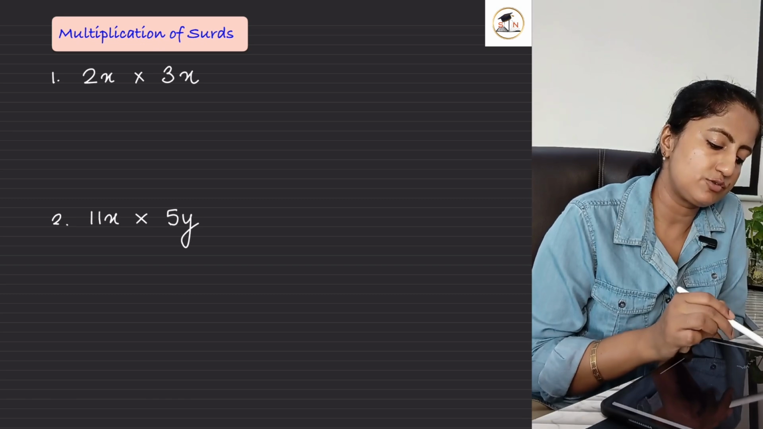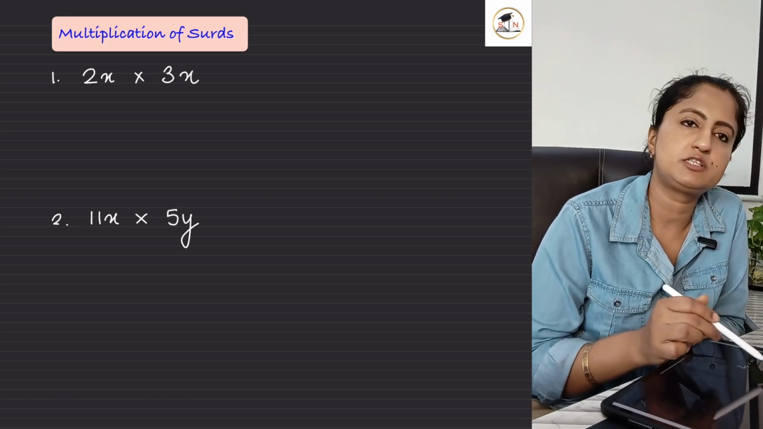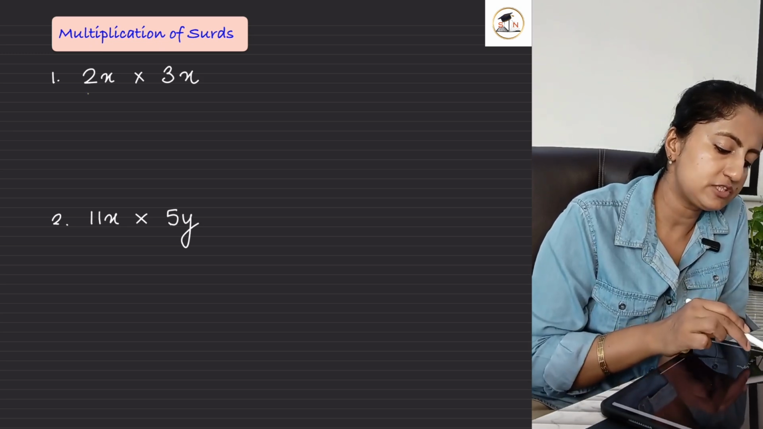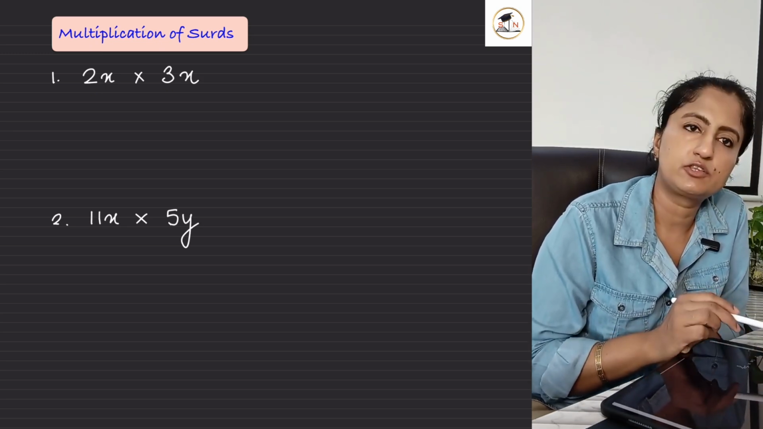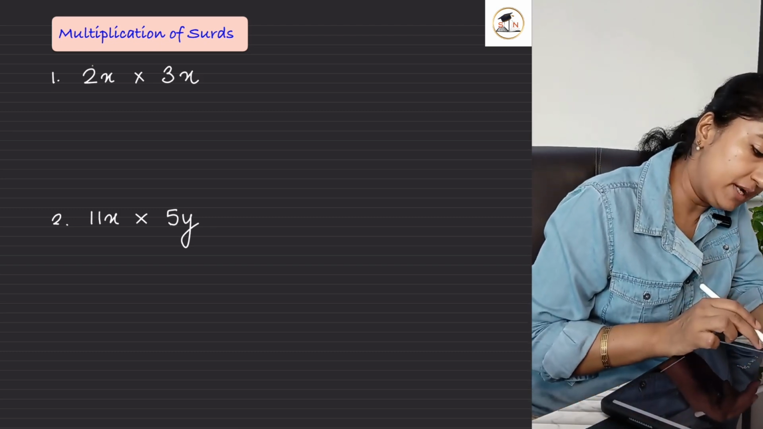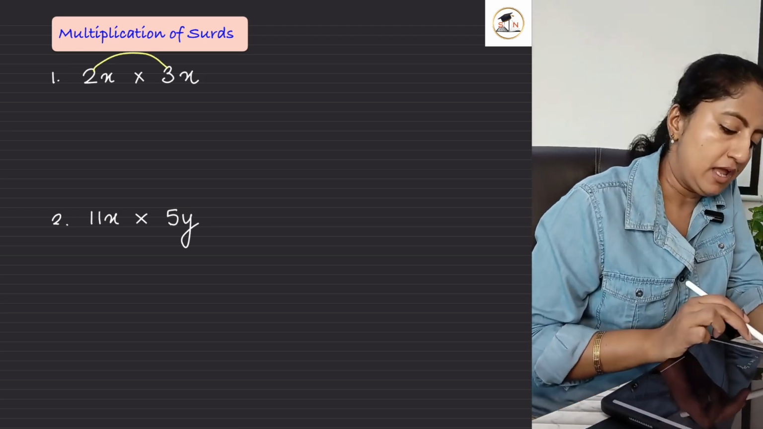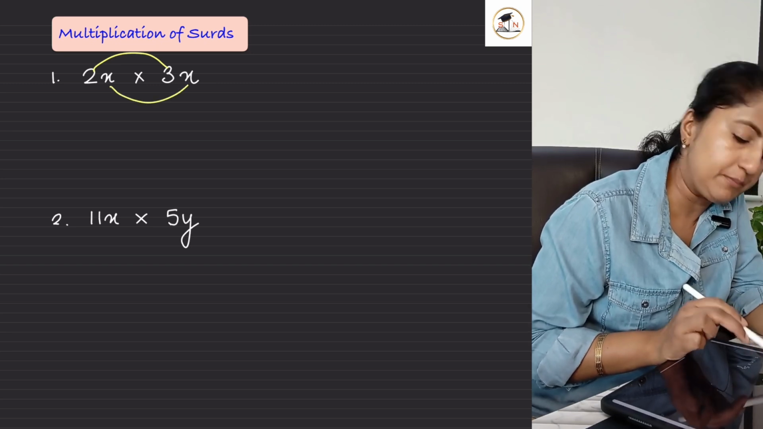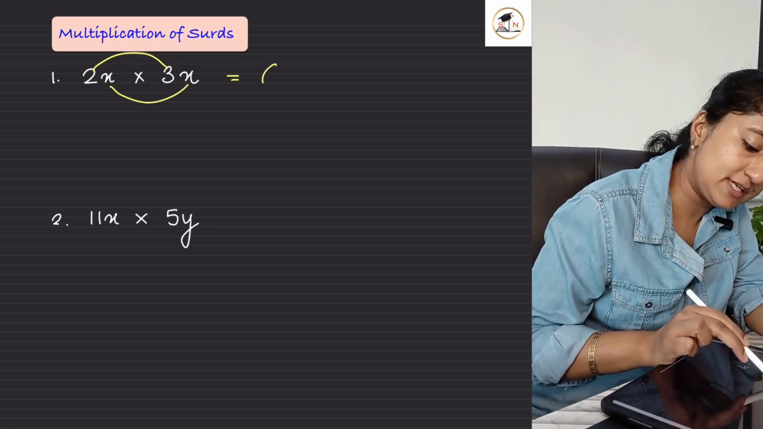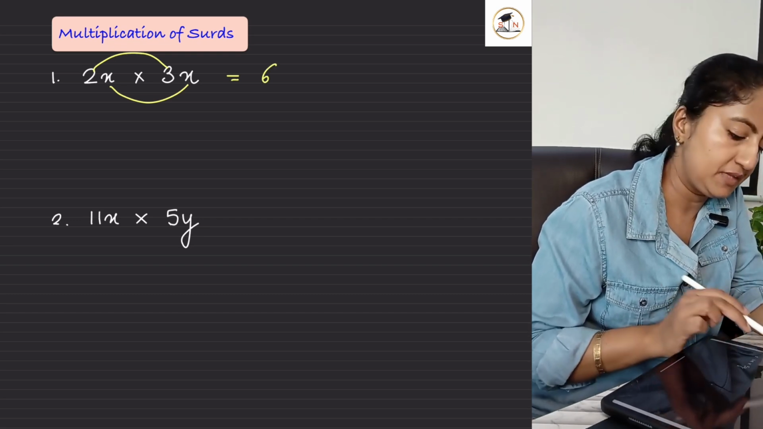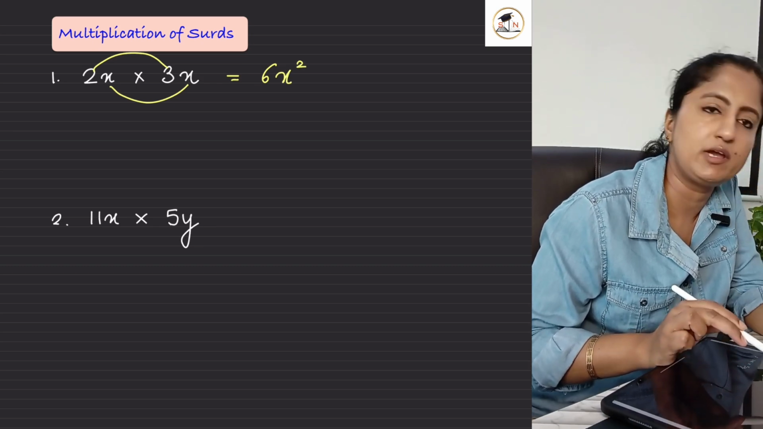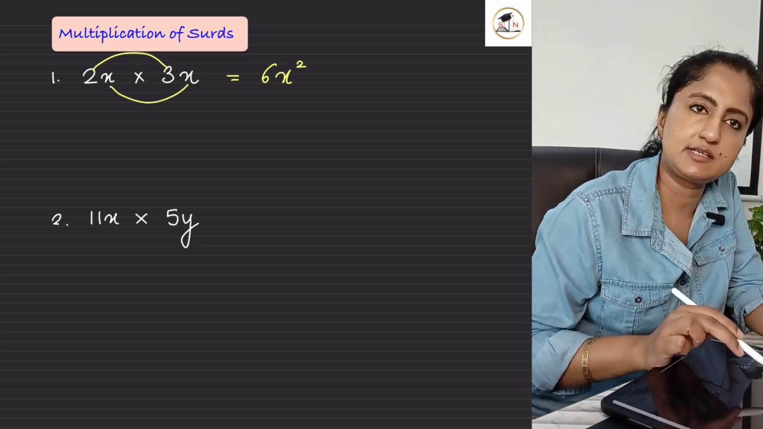In multiplication also, I have given examples with respect to variables. So let's understand them. The first one is 2x times 3x. When we multiply variable with variable, what happens? We multiply the coefficients. Along with that, we also multiply the variables. So the answer comes out to be 6 because 2 times 3 is 6, and x times x becomes x square. So the answer is 6x square.